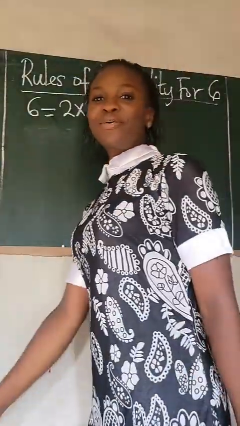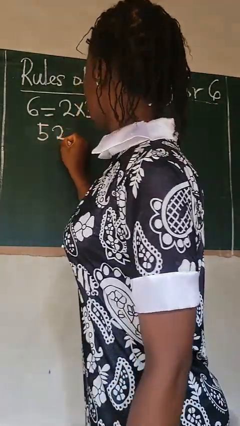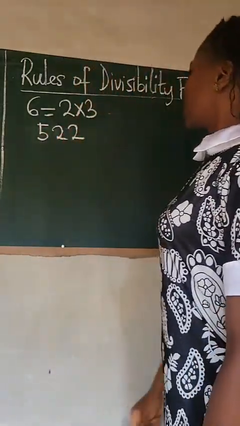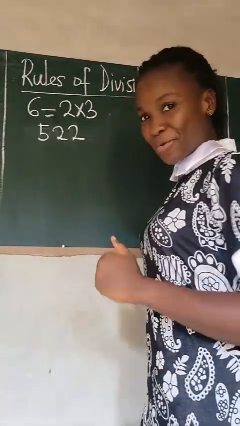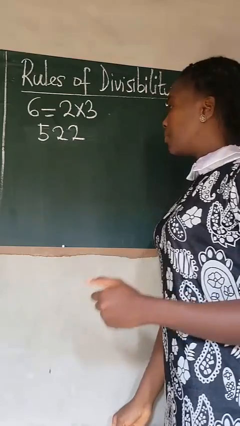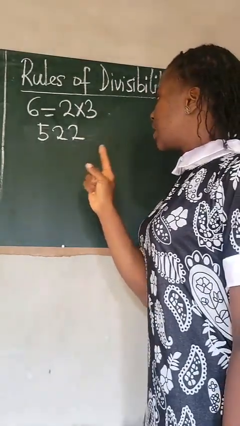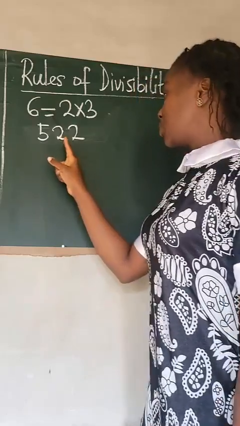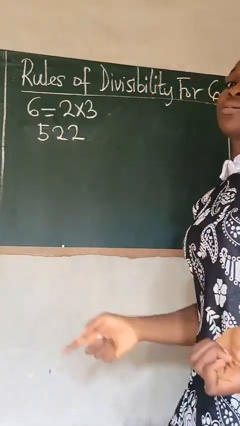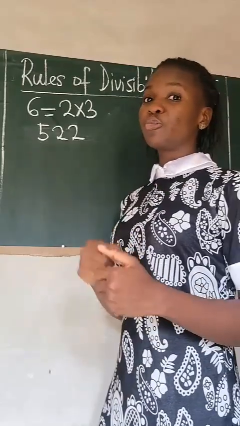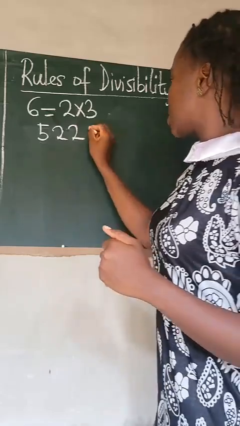Let's look at this number, 522. Now, we can see that this number ends with an even number, right? Which is 2. But let's see if the addition of the digits is going to give us a number divisible by 3. 5 plus 2, 7. 7 plus 2, 9. So we have a number divisible by 3. So hence, from the rule of divisibility for 6, this number should be divisible by 6. Let's check.